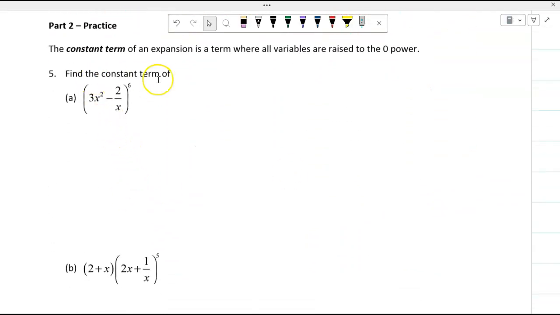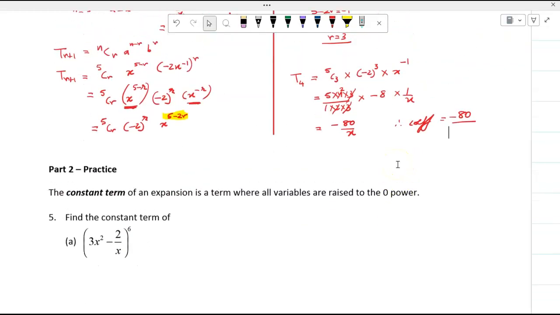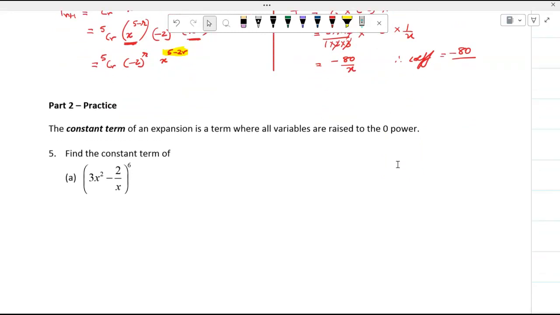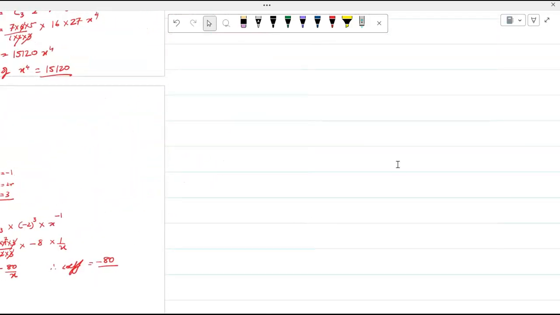What do you mean by constant term? The constant term is the term without x. So here there is no term without x. Suppose if I give you, write this expansion.